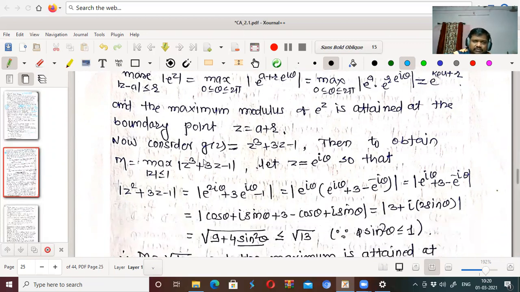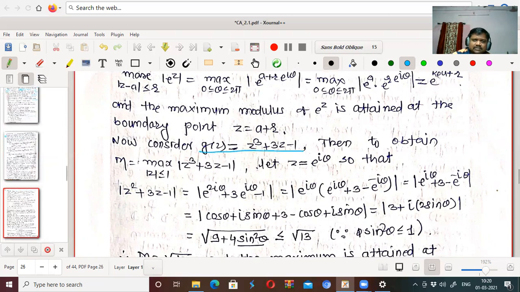Suppose we have given a function g of z and we are asked to find the maximum modulus value of g of z. Such types of examples may be asked in the examination. Now let m be the maximum value of mod g of z for mod z less than or equal to 1. So this is important. Here g of z is z cube plus 3z minus 1.